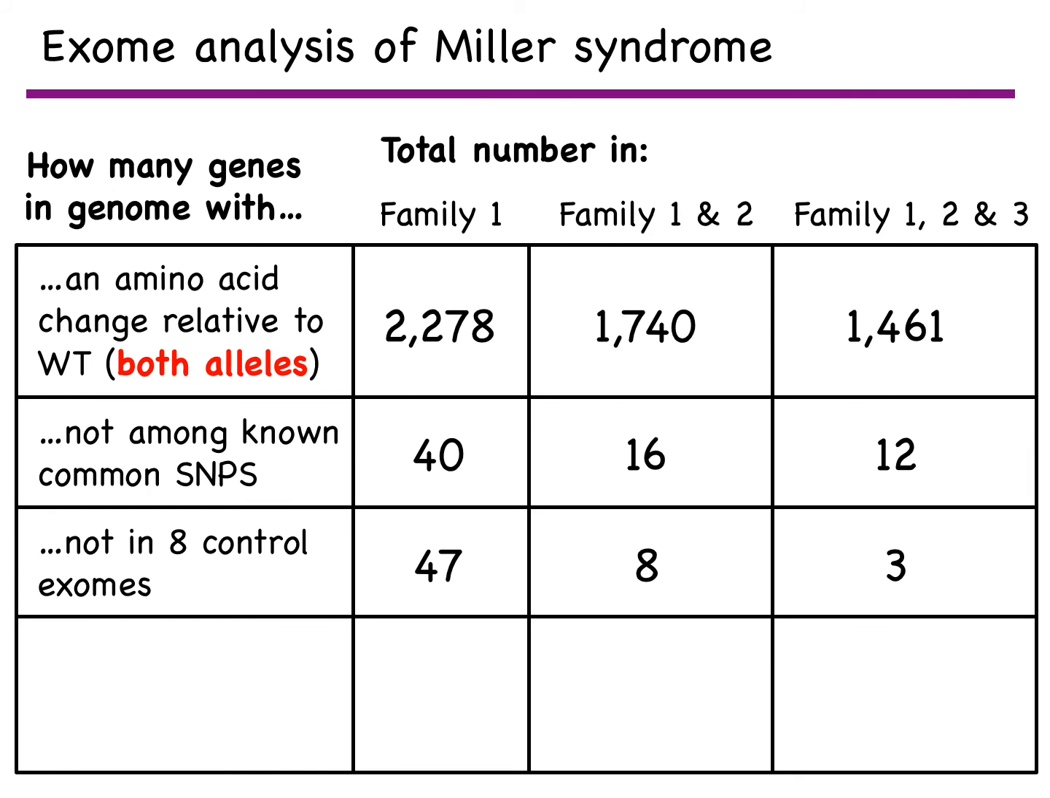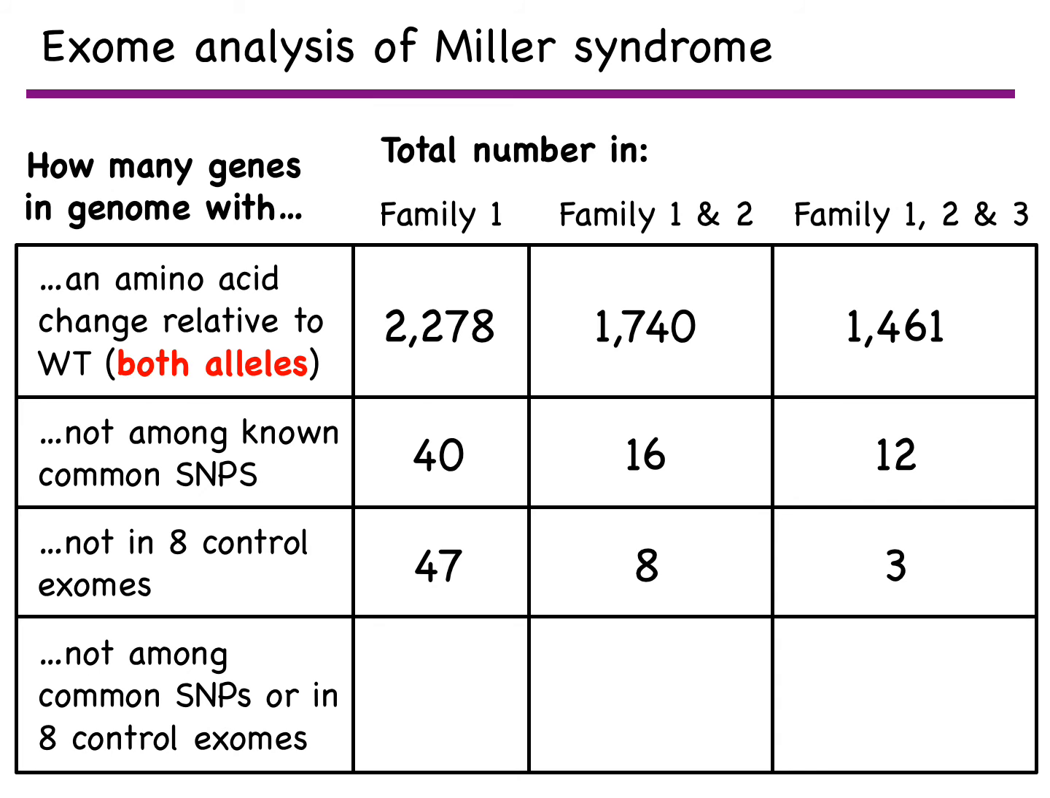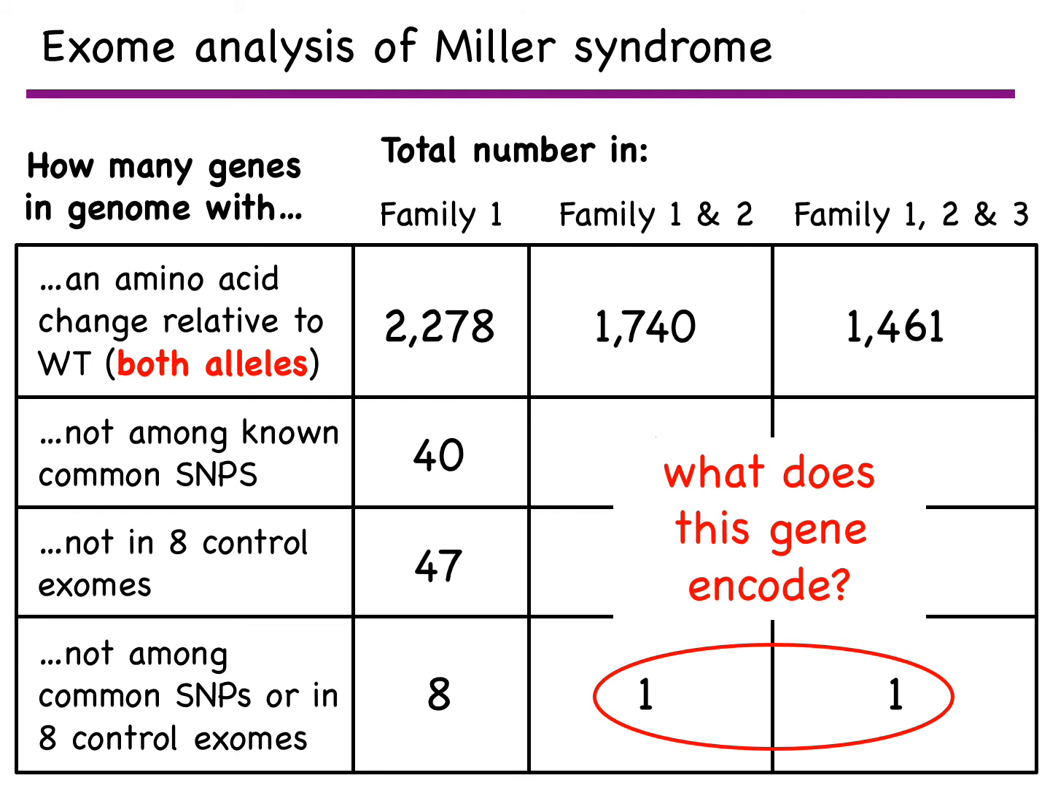And finally, they asked how many of the gene alterations that result in an amino acid change in the Miller syndrome families were not among common SNPs or in these 8 control exomes. And this dramatically reduces the number. So it's only 8 in family 1, and then it turns out when you ask of those 8 how many are in common between family 1 and 2 or in all 3 families, it narrows down to 1. So this last gene that you're left with is presumably the Miller syndrome gene.